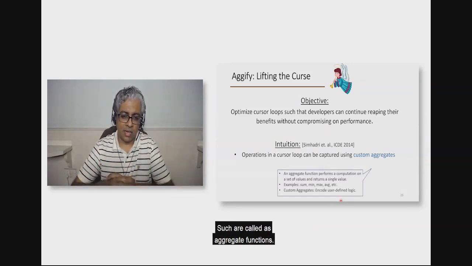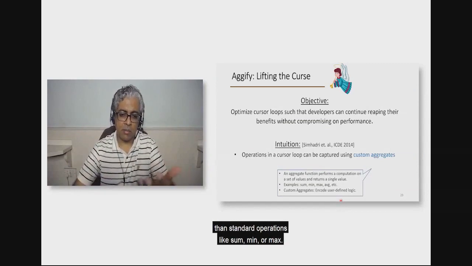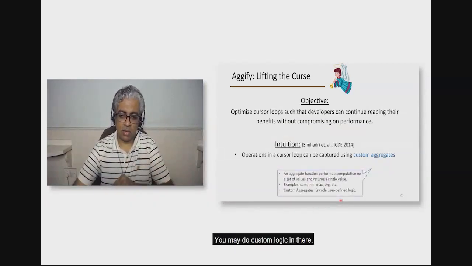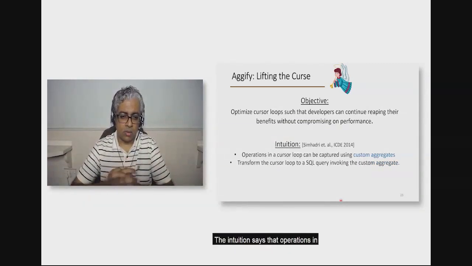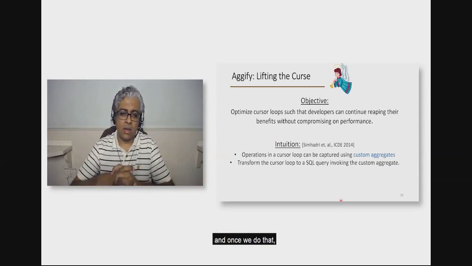Such are called aggregate functions. Custom aggregates are those that encode user-defined logic rather than standard operations like sum, min, or max. You may do custom logic in there. So the intuition is that operations in a cursor loop can be expressed using custom aggregates, and once we do that, we can transform the entire cursor loop into an SQL query that invokes this aggregate.